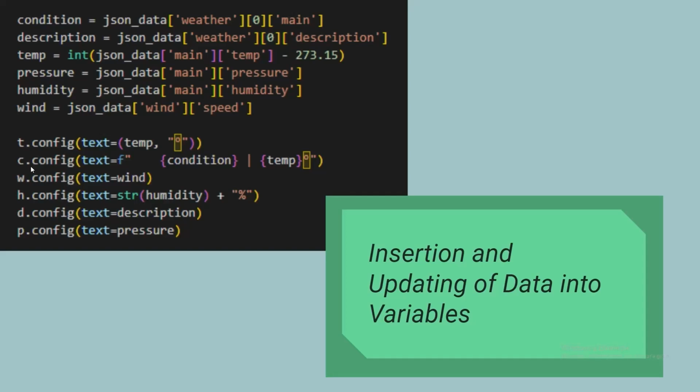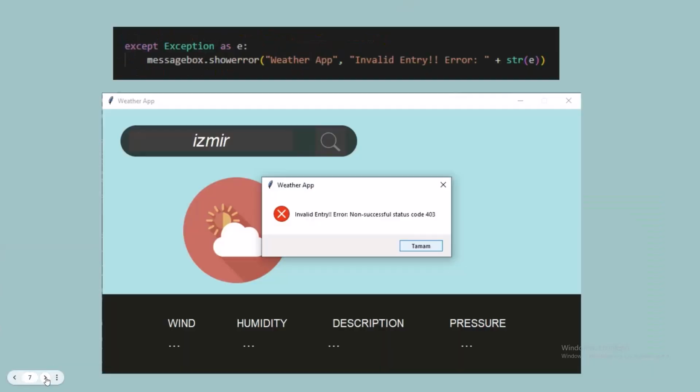The reason we use the config command here is this. If we don't use the config command, our data will not be updated. This is our interface. If we don't receive data from the user and encounter an error, it looks like this. There are 3 dots.